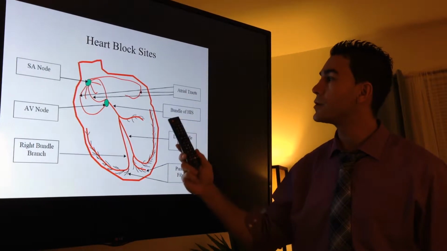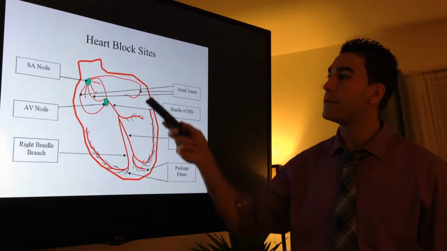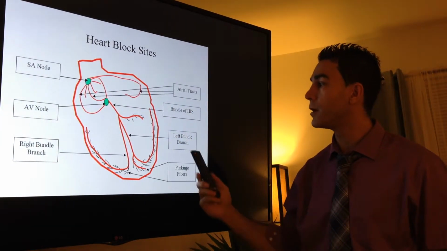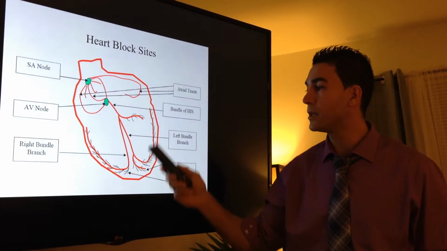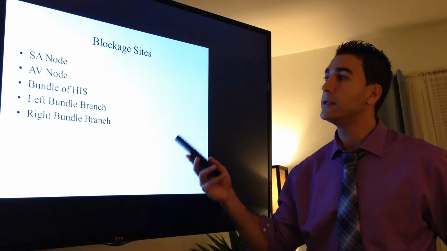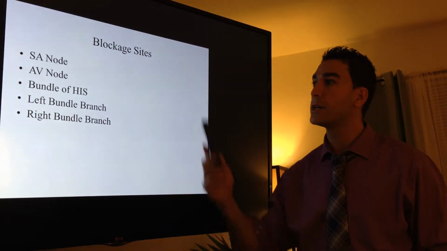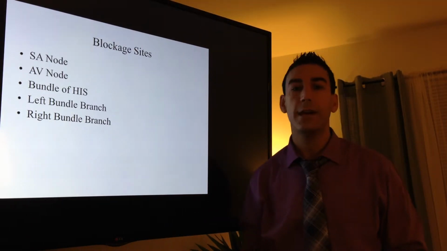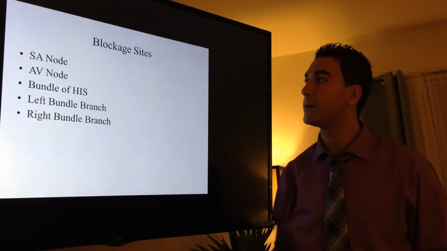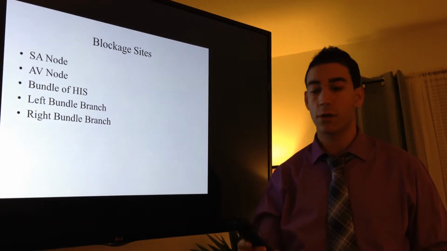You do have the atrial tract, which kind of comes off of the sinoatrial node. You have the bundle of His, left bundle branch, right bundle branch, and the Purkinje fiber at the inferior section of the heart. Now, these are the sites where the blockage happens for the heart block. The sinoatrial node is the main part of the blockage, the AV node, bundle of His, and sometimes the blockage usually happens in left bundle branch and right bundle branch of the heart.